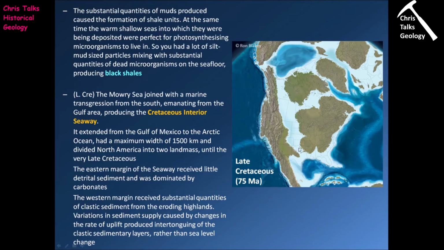So this is our situation here. So here's our Pyrrhic Sea. We obviously have our high ground over here that's going to be actively eroded, and that's going to produce plentiful sediment which is going to be deposited along the western margin of our Pyrrhic Sea primarily.